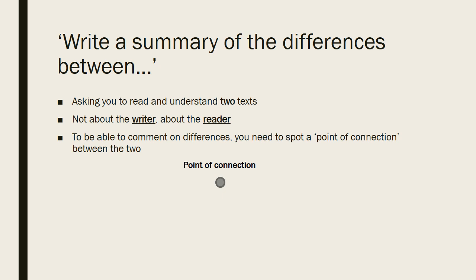Now, once you've got that point of connection, something both texts talk about, something both texts have something to say about, you then think, how does that work in source A? How does that work in source B? Now, remember, when I say how, I don't mean how is the writer writing it. I mean, what does source A say about that point of connection? What does source B say about that point of connection?